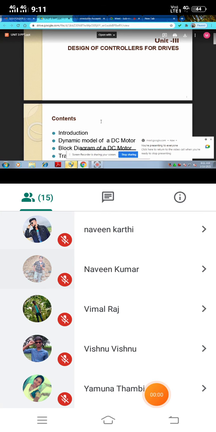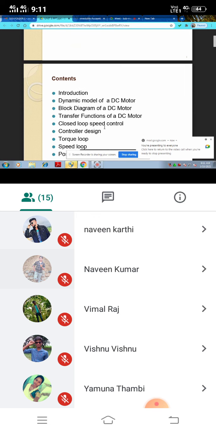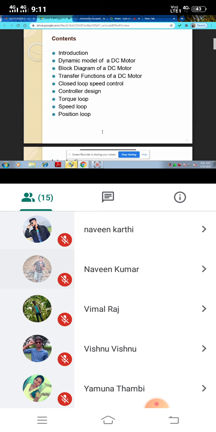Controllers for drives. Yesterday in class we saw and discussed what is meant by design, and how to make the control of drives by using this design. The contents are: introduction, dynamic model of a DC motor, block diagram of a DC motor, transfer function of a DC motor, closed loop speed control, then controller design: torque loop, speed loop, position loop.